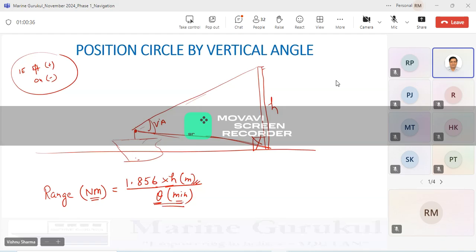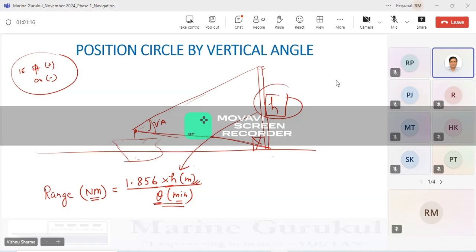What is this h? h is the height of the object above the sea. Now, does this height remain always the same? No. This height will depend on the level of the sea. If the sea level falls, with the tide falling, the height will increase. If the tide rises, the height of the object will decrease. So this h that you are going to use here should be the height of the object at the time of observation. In our calculations, we take it from the chart.